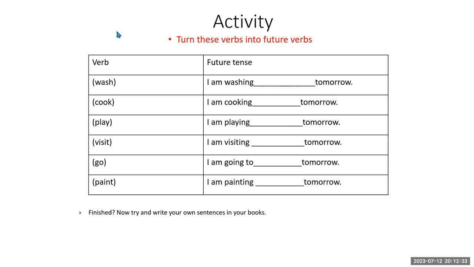Teacher, no solo vamos a poner el verbo, ¿verdad? No, el verbo ya está; la actividad que usted va a realizar, por ejemplo, I am cooking my dinner tomorrow. You are cooking your dinner tomorrow, okay. The next: I am playing guitar tomorrow. I am visiting my grandma tomorrow. I'm going to a meeting tomorrow. I'm painting my house tomorrow. Okay.